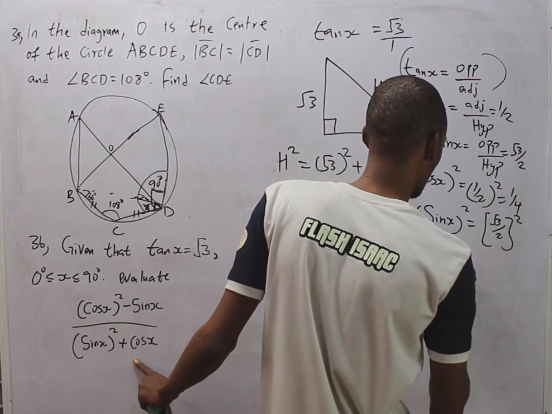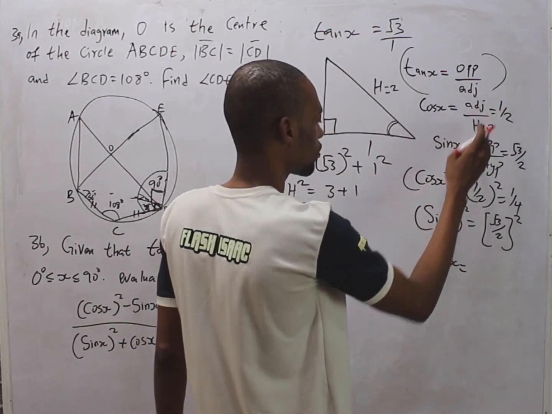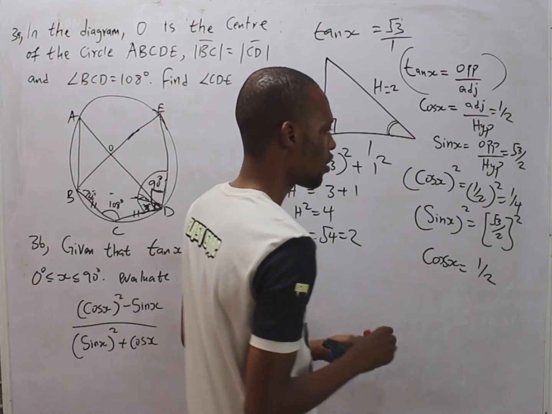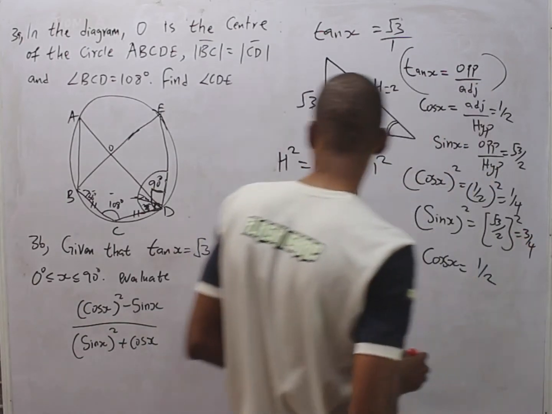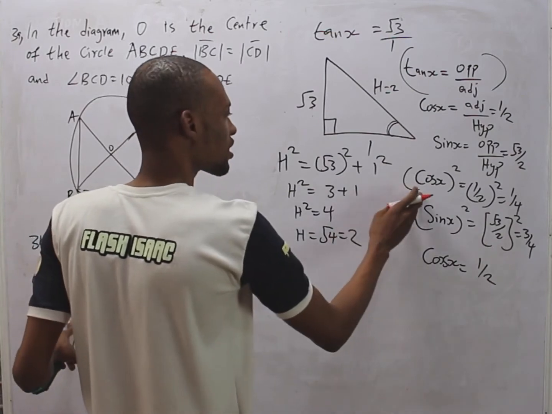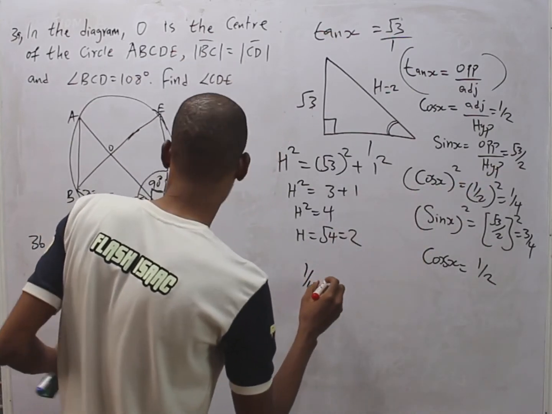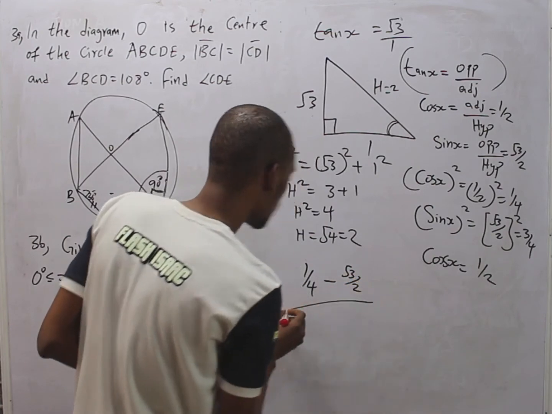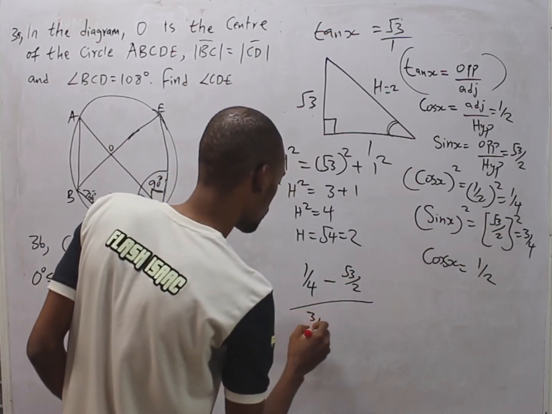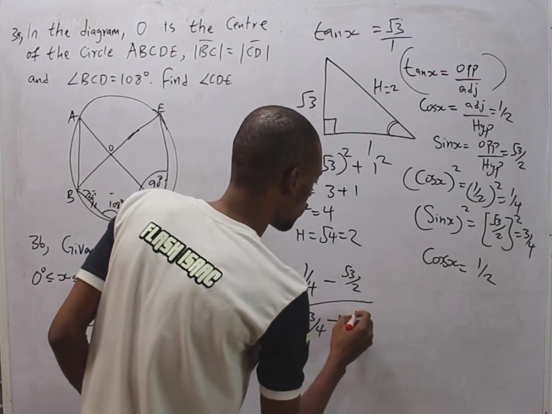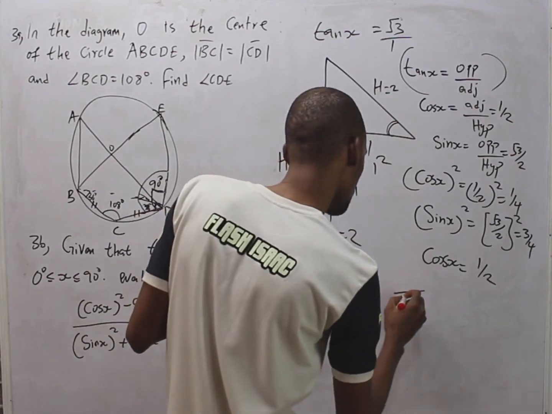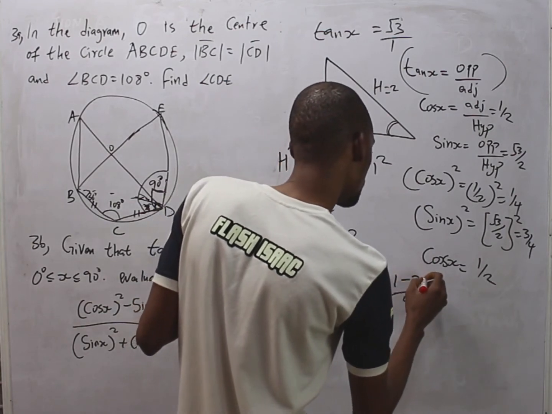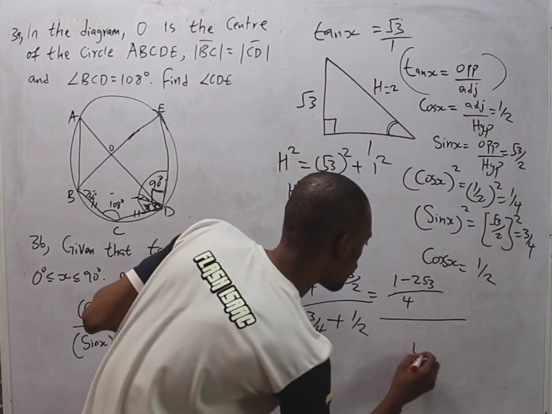Cos S. Cos S is adjacent over hypotenuse, that is 1 over 2. Breaking this down, this is 3 over 4. And substituting into here, we have cos S squared 1 over 4 minus sin S root 3 over 2, all over sin S squared 3 over 4 plus cos S 1 over 2. This is equal to, in the numerator, 1 minus 2 root 3 all over 4.